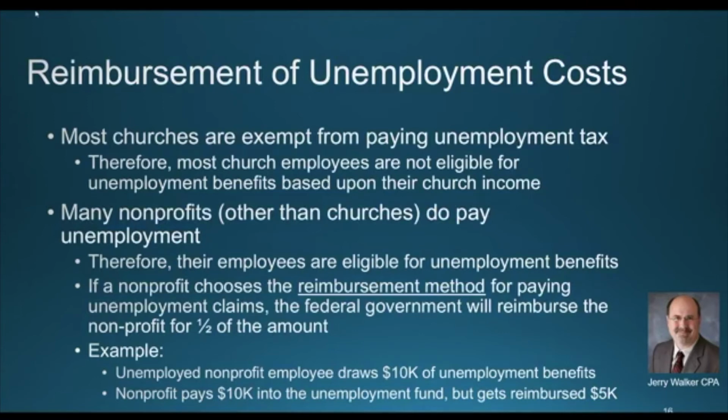An unemployed nonprofit employee draws $10,000 of unemployment benefits. The nonprofit then has to pay in the $10,000 into the fund because they're one of these ministries or nonprofits using the reimbursement method. But under this new law, the feds will reimburse the nonprofit that $5,000, which is 1/2 of the unemployment.